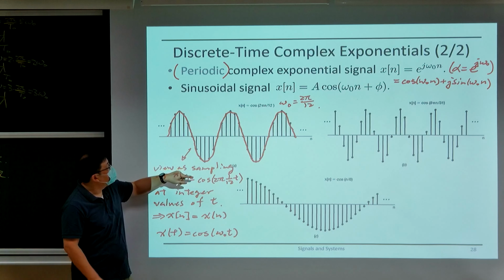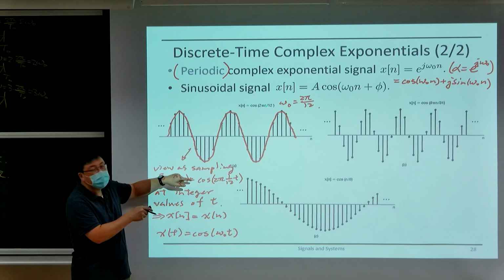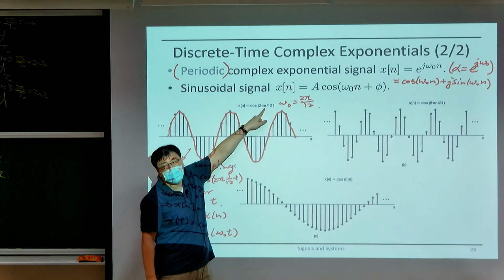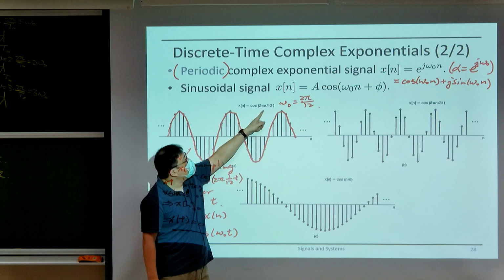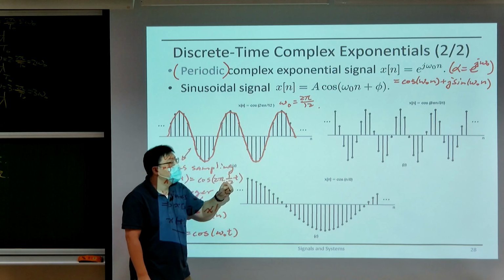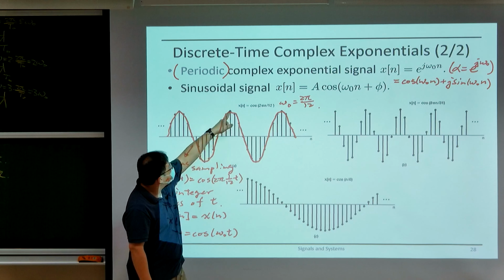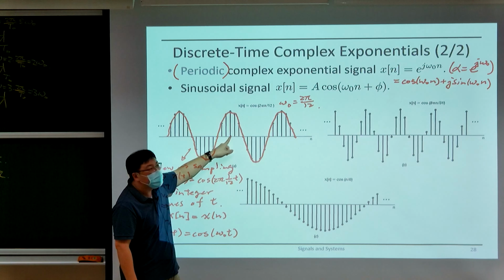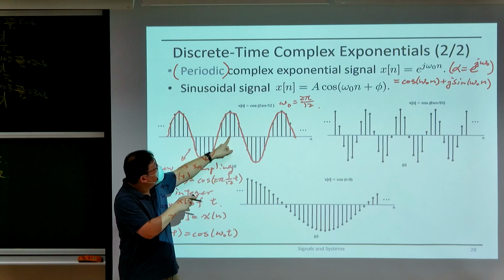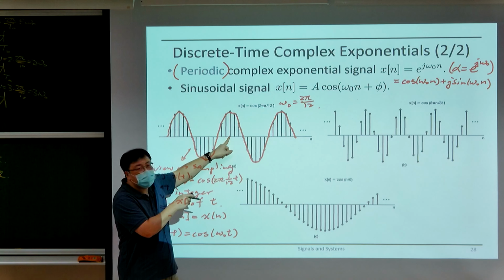So suppose we start from point 0. Suppose that n is equal to 0. In that case, cosine 0 is 1, right? So cosine 0, let's say, is this point here. Now, when we go from n equal to 0 to n equal to 1, n equal to 2, n equal to 3, all the way up to n equal to 12, we find that we get cosine 2 pi, which is again 1.